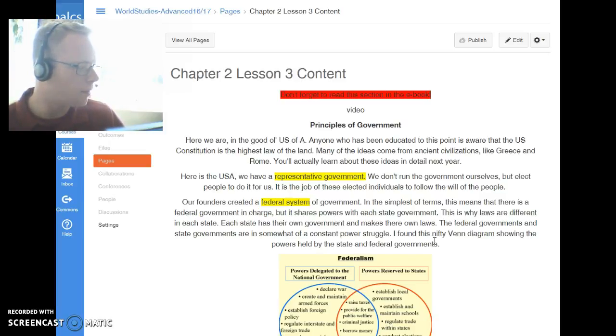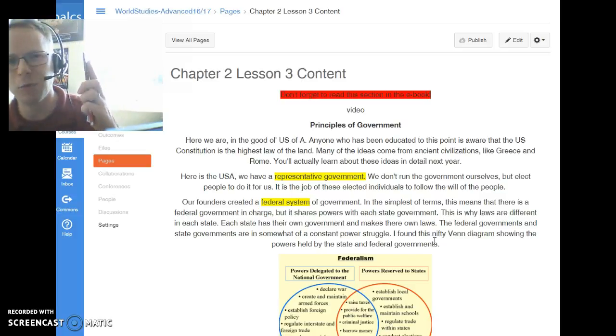And the principles that it's based on came from some ancient civilizations like Rome and ancient Greece. And we're actually going to learn about those political theories next year in American Nation. But for now, let's just focus on the very simple basics.